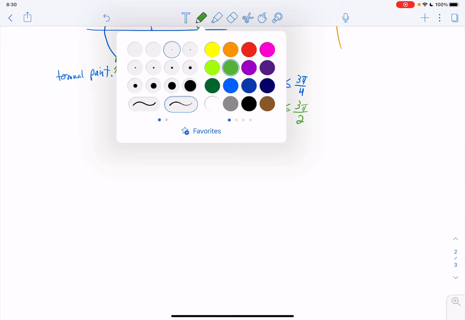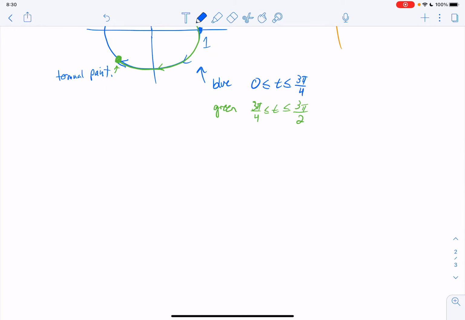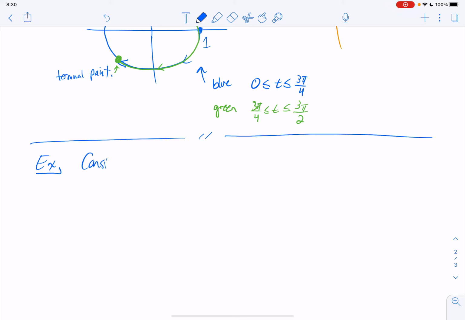So the next type of example I want to take a look at is a reminder to ourselves that different parametrizations can yield the same looking curve, and to remind ourselves why direction matters. So in this example, I'd like to consider the following parametric equations.